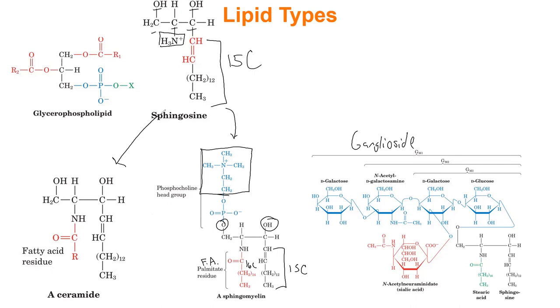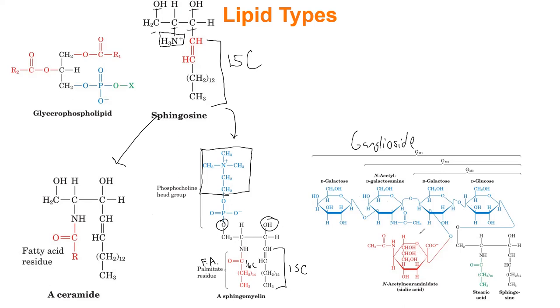Like, the sphingosine is the most general name you can have for these type of molecules. Then when they get a fatty acid at position two, the general name is a ceramide. And then you break it further down based on the head group at position one. If you have a phosphocholine at position one, you're a sphingomyelin. If you have this giant sugar compound, you are a ganglioside.